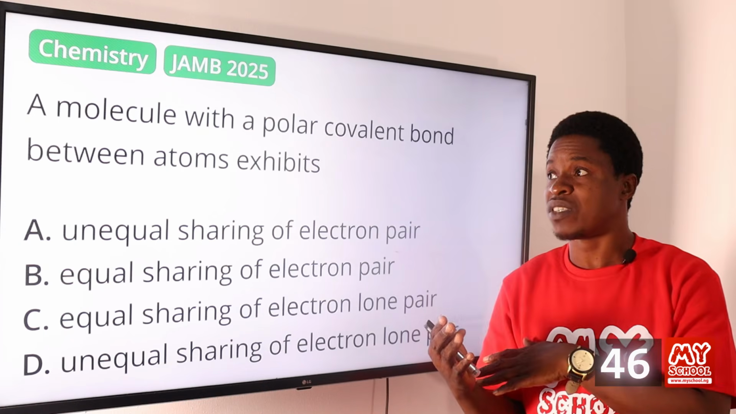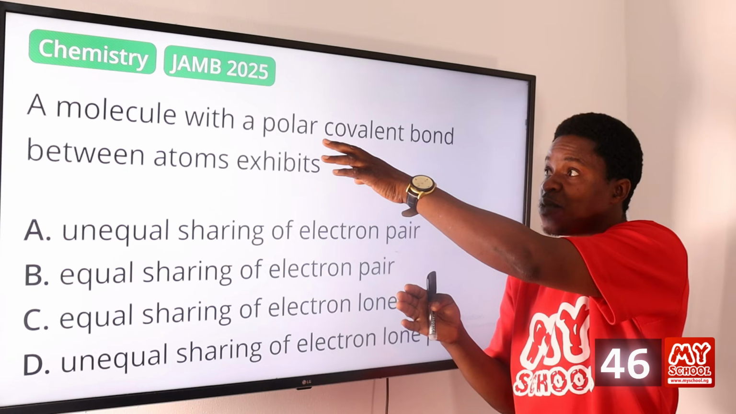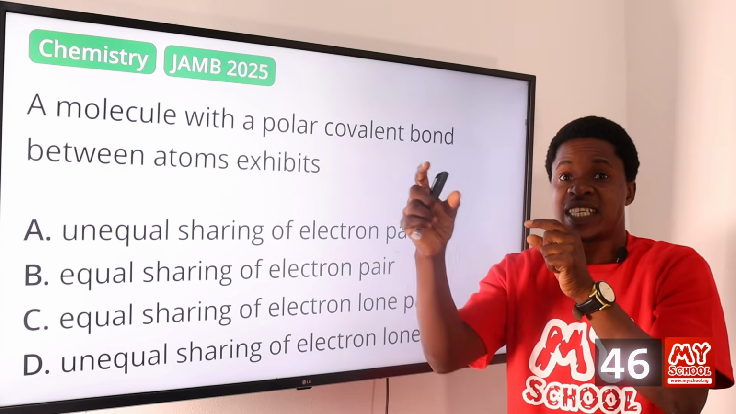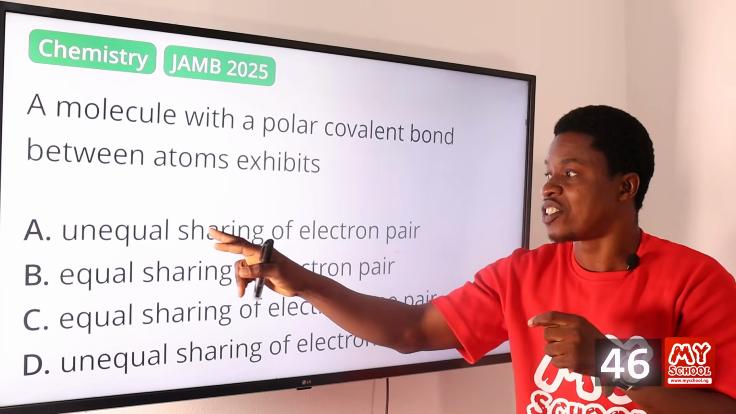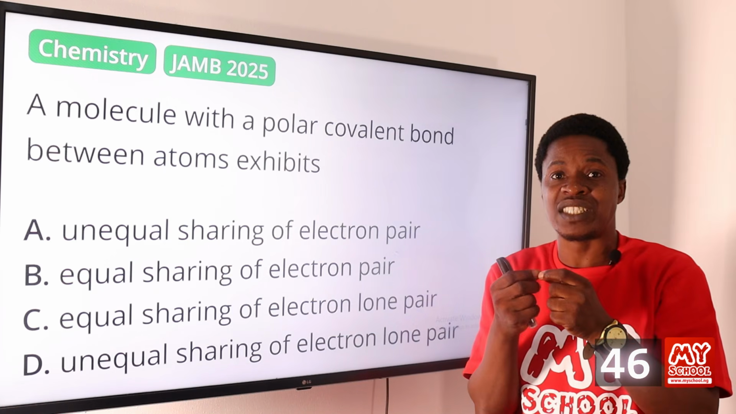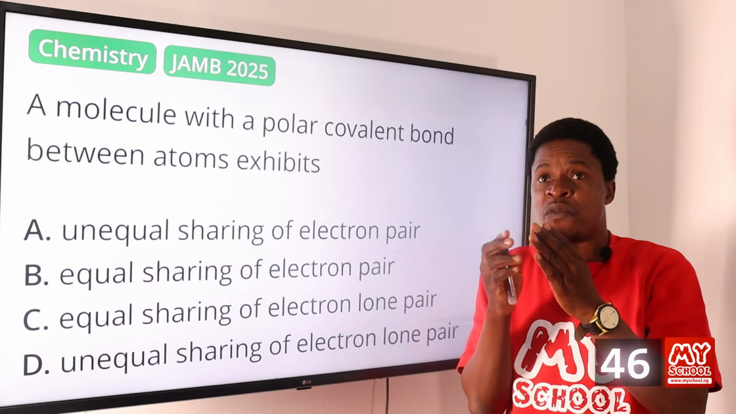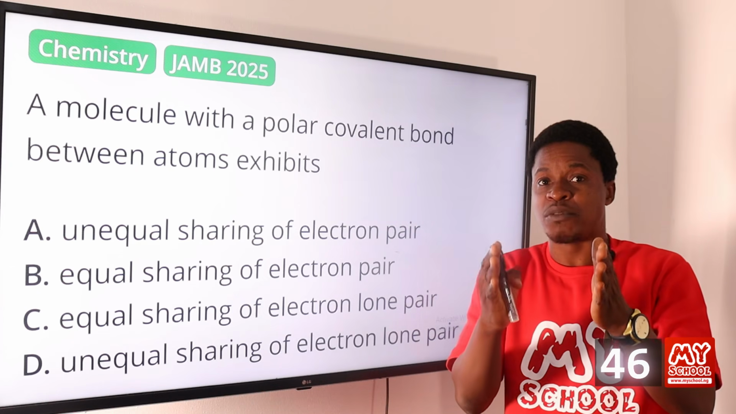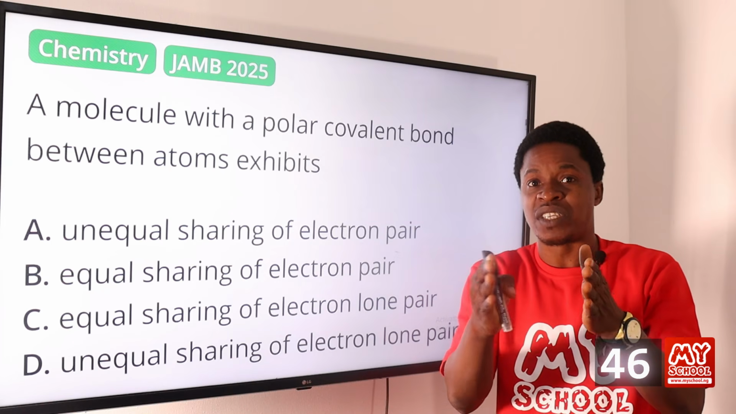Okay, that's what electronegativity is. Now I'm explaining what happens with polar covalent bonding. Option A says unequal sharing of electron pair. The electron pair is the bonding taking place between the two atoms. Don't forget that a polar covalent bond takes place between two atoms that have a significant difference in electronegativity.